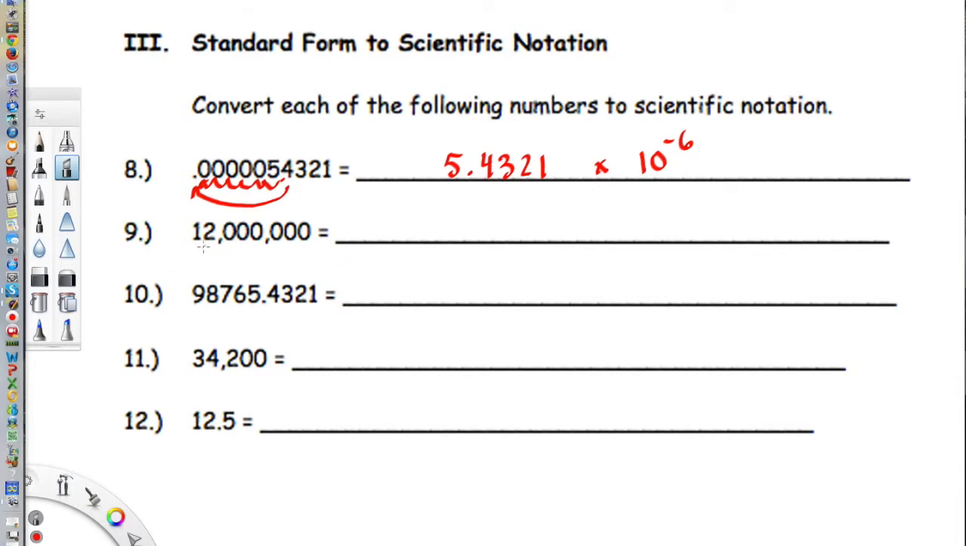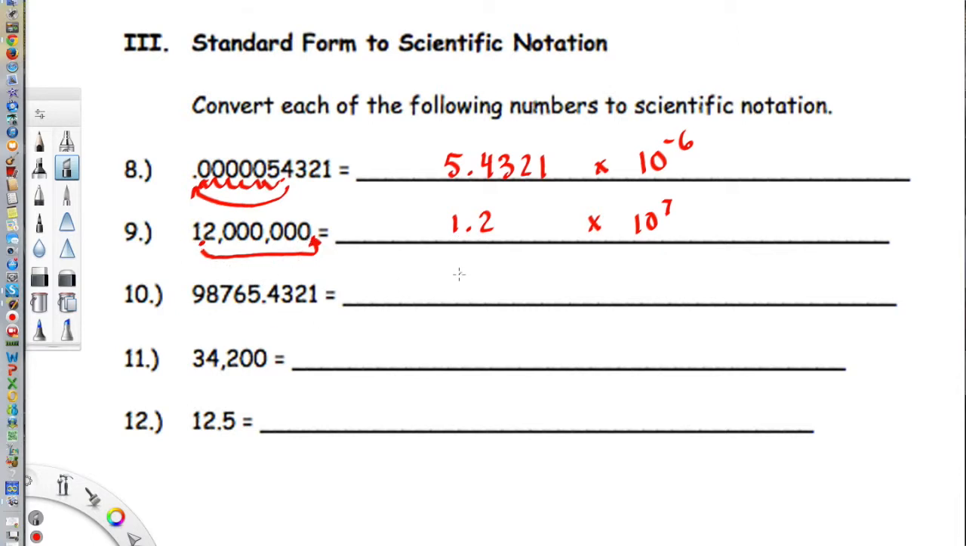Number 9, I need to move my decimal point between the 1 and the 2. That would give me 1.2. I need to multiply it by a base 10 number that would get this decimal point all the way back to its original placement, which is after the last 0. So I'd have to go past the 2 and 6 zeros. That's 7 places to the right. I'm moving this decimal point 7 places to the right so that this number is equal to my original number.